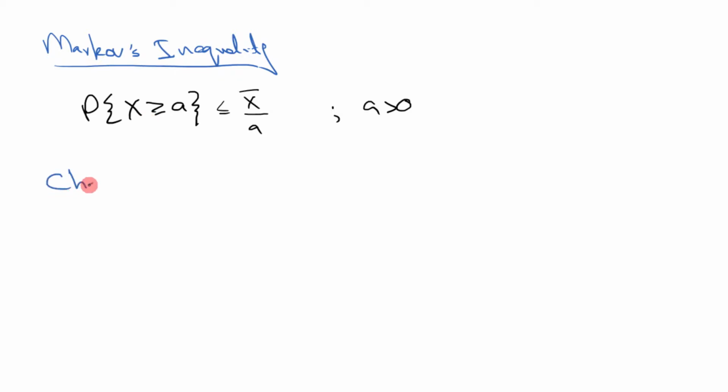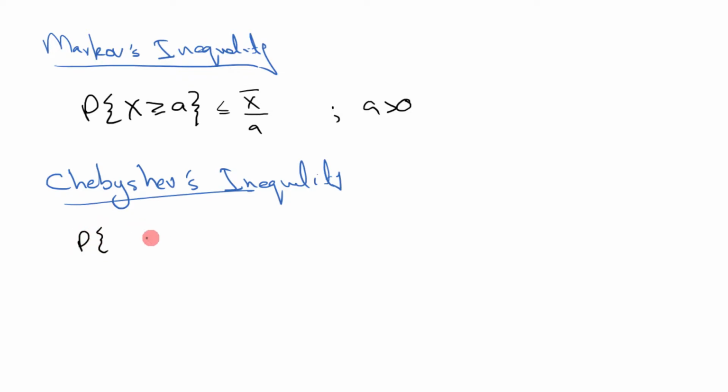Another useful inequality is Chebyshev inequality. That is defined as probability of x minus x bar greater than equal to k is less than equal to sigma x square or variance of x divided by k square. Here this k is a constant.